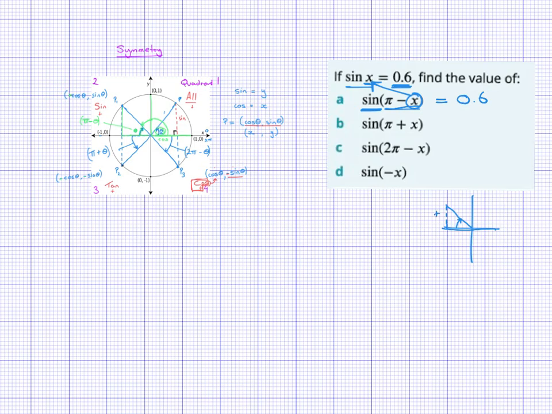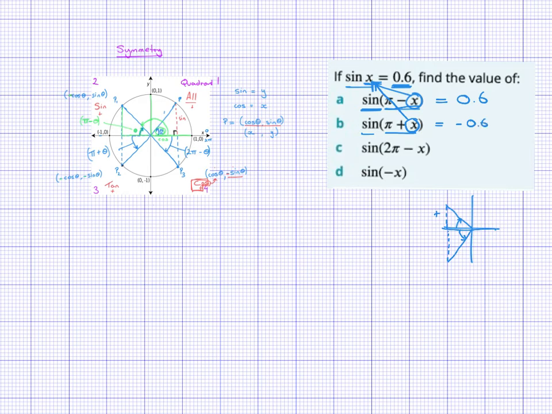Next one is sine of pi plus x, which you can remember is pi, and then moving that way into quadrant 3. You'll notice that quadrant 3 has negative y values. Because that angle is the same as the initial angle, the only thing that changes is whether it's positive or negative, and being in quadrant 3, it becomes negative, so it's minus 0.6.